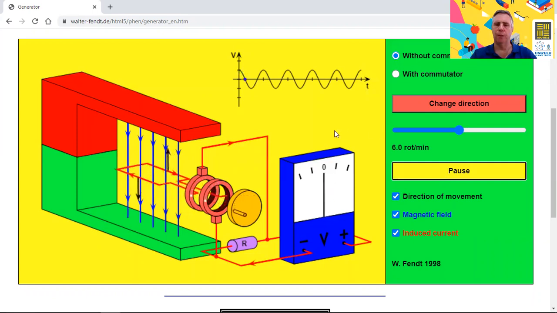Just watch. So now it's to the right, and now it's to the left. Now it's to the right again, and so on. So you have a positive voltage and then a negative voltage. So this is an AC generator, and it's characterized by slip rings rather than a split ring commutator.